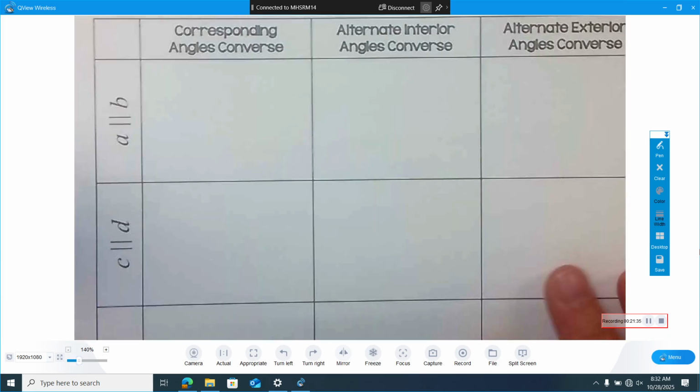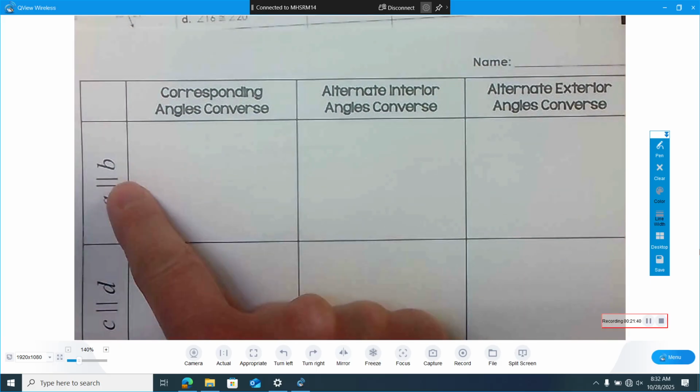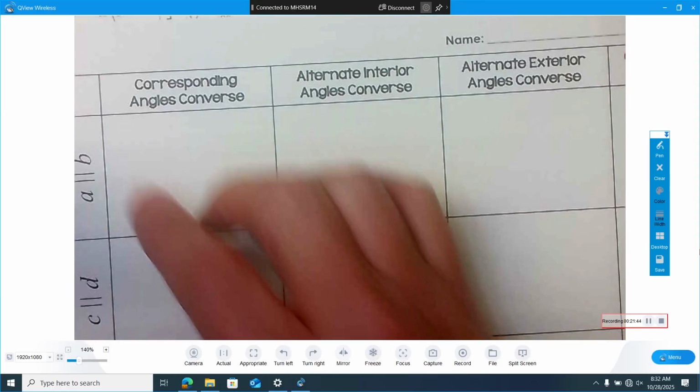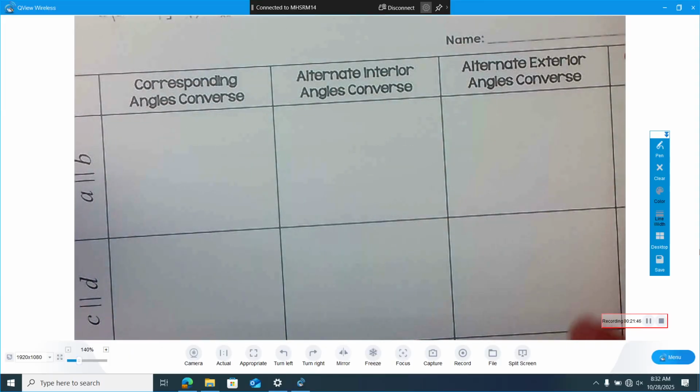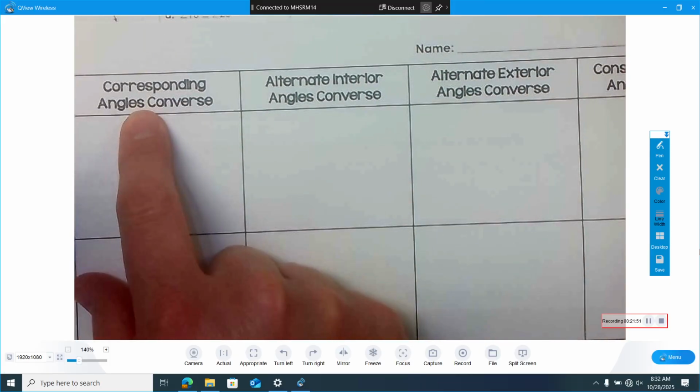So what we can see here is we have the page with your name on it. So there's where your name goes. And then we have which lines are parallel. Is A parallel to B, C parallel to D? That's what we're trying to figure out. Which lines are parallel and by what reasoning? Is it the corresponding angles converse? What's the corresponding angles converse?